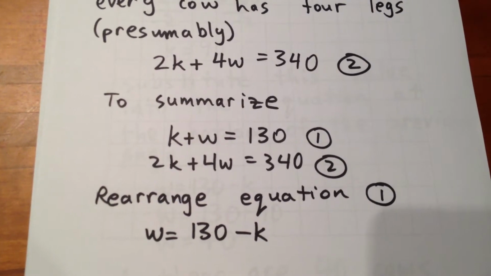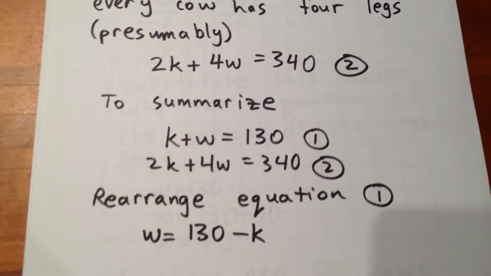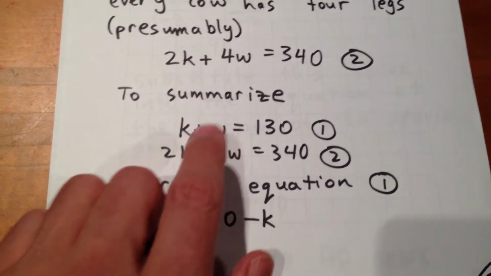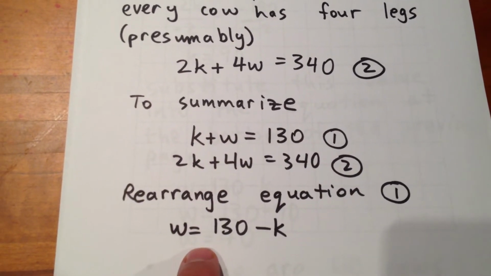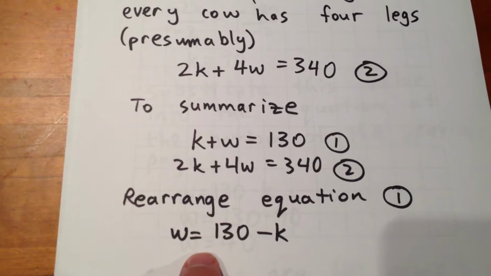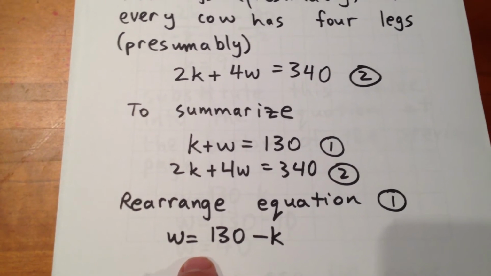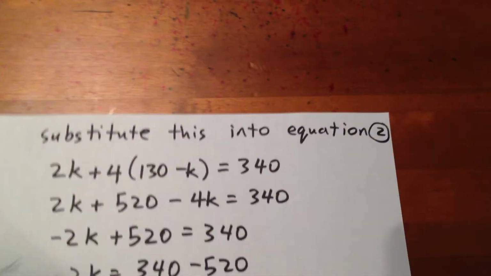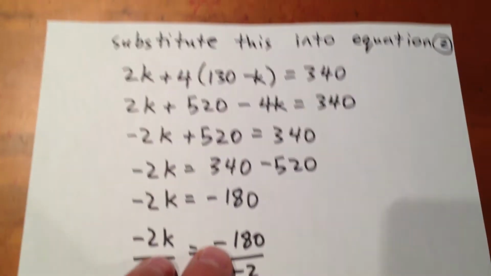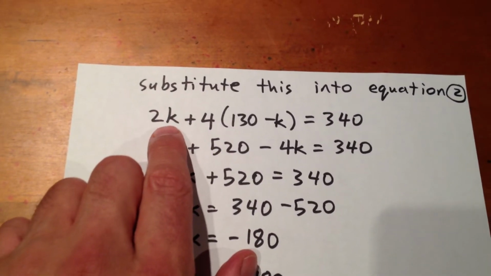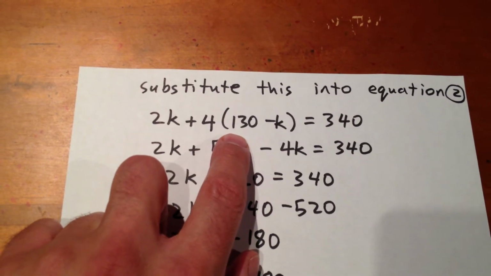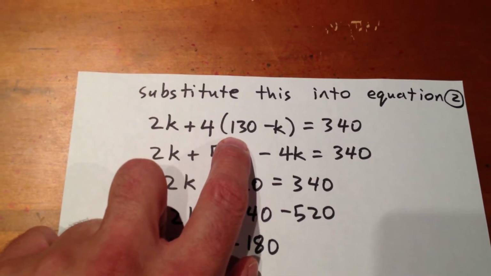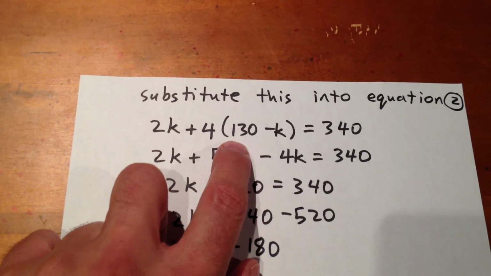We're going to rearrange equation 1 and try to use some substitution here. I'm going to solve for W by subtracting K from each side, and I get W equals 130 minus K. What I can then do is substitute that into equation 2. Equation 2 reads 2K plus 4W equals 340. Well, I substitute the expression 130 minus K in for W.